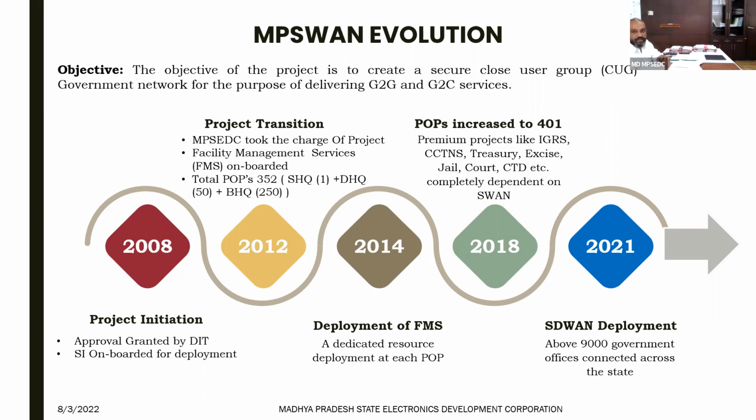In 2018, we realized that in order to give good, efficient, and effective services to our premium clients, we should deploy a technology which can resolve our needs and which is cost-effective. That is where we started the deployment of SDWAN, and at present around 9,000 government offices are connected over the SWAN network. That is almost 90% of the government offices across the state, and we are the first to deploy the SDWAN technology in a SWAN network.